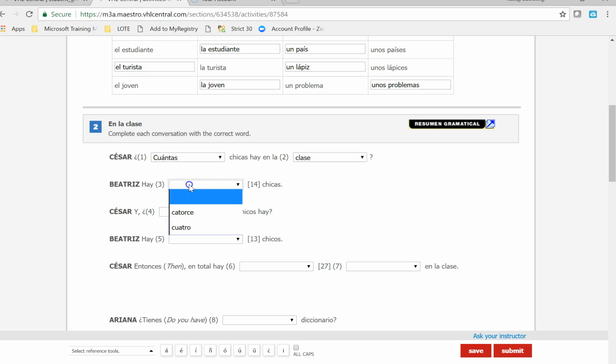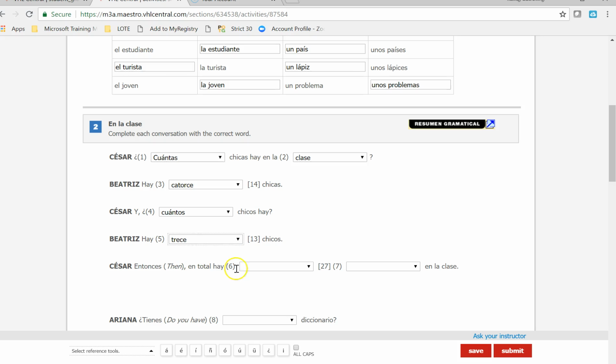Beatriz dice, so we have 14 written there. So we have catorce, which means 14. We have cuatro, that means 4. Hay 14 chicas. César dice, we're going to say cuántos chicos hay, because cuántos we need to match with the ending of chicos. Cuántos chicos hay. Beatriz dice, hay 13 chicos, trece. 13 means 3. We're going to pick 13.